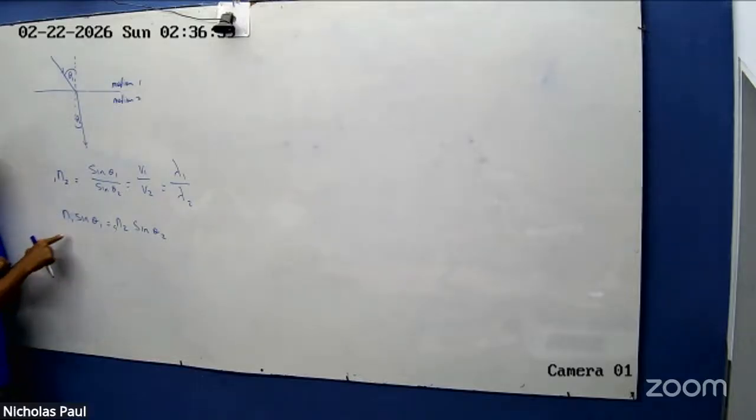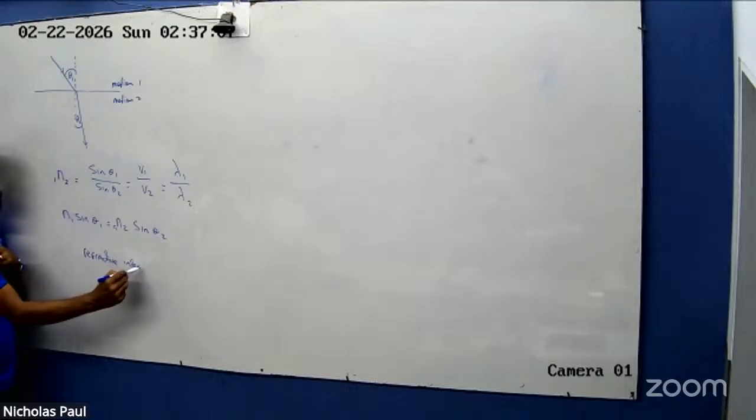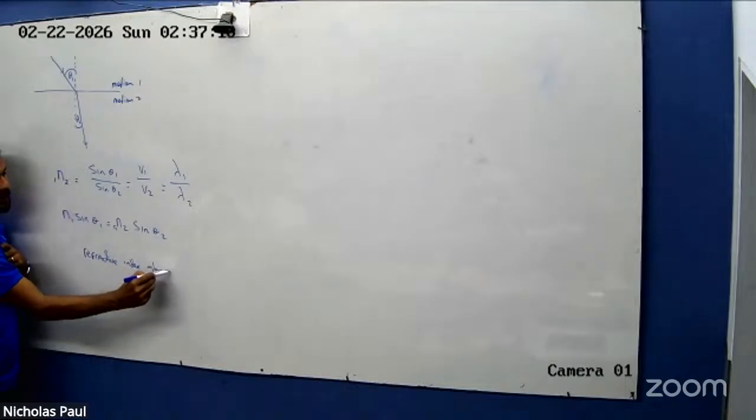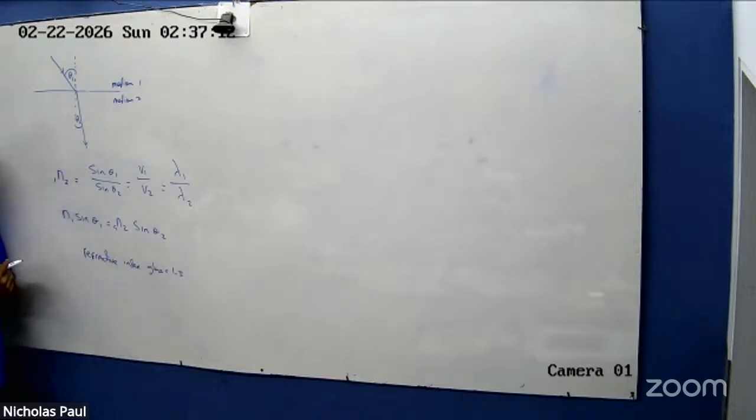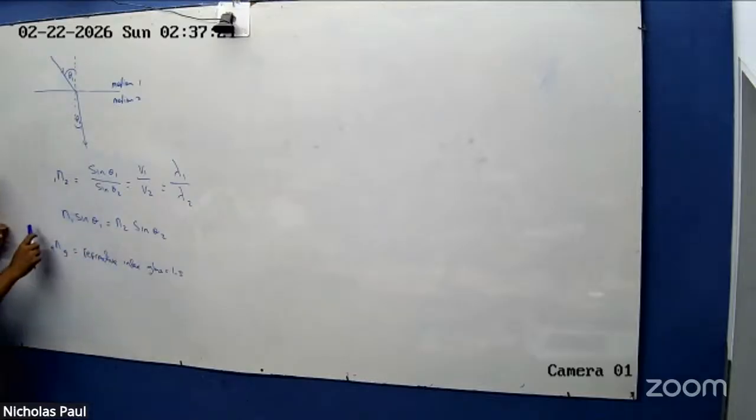So if I said the refractive index of glass is 1.5, you assume that's from A, right? You assume it's from A. So nice, you have this relationship here and you have this.